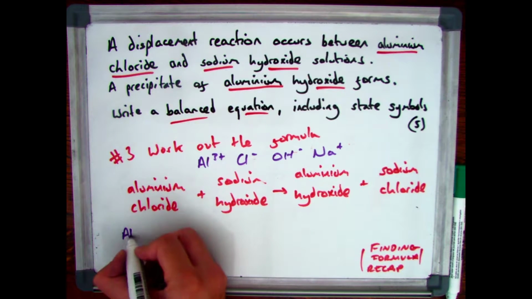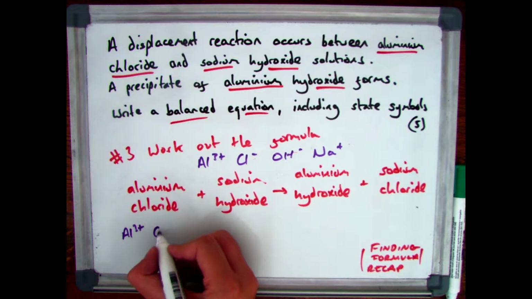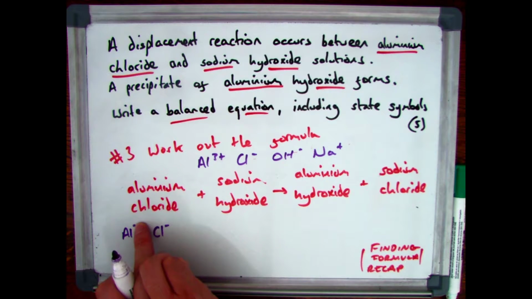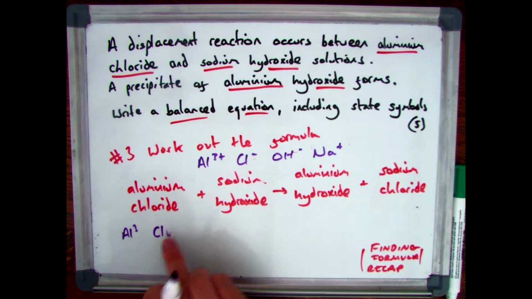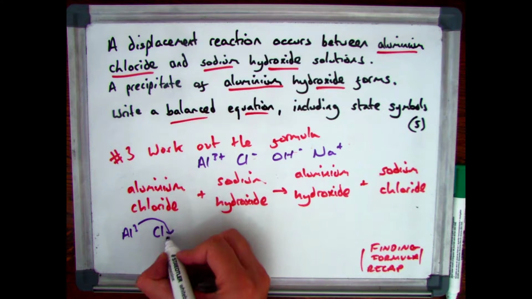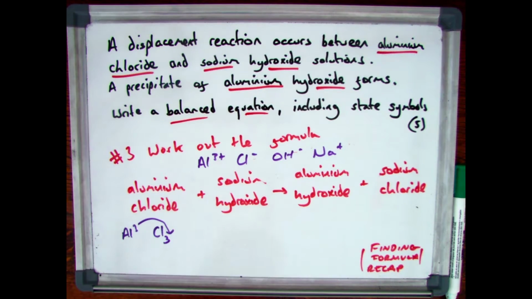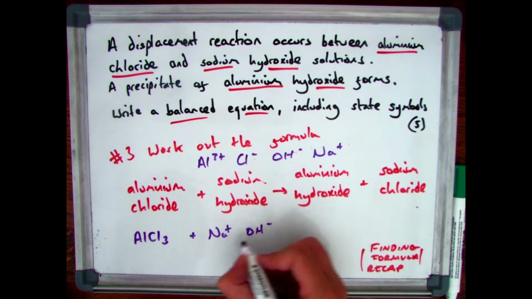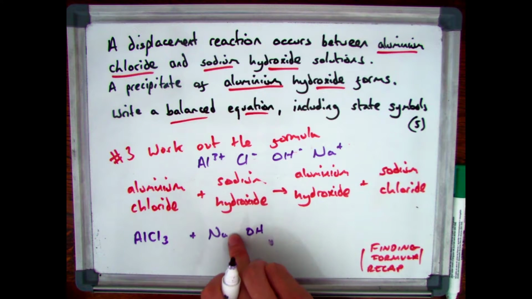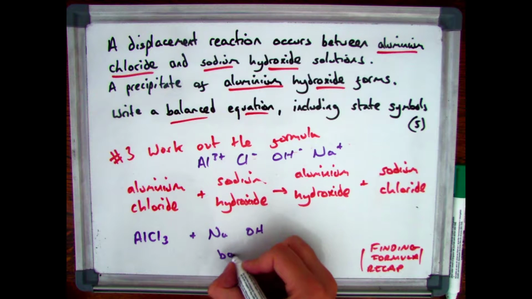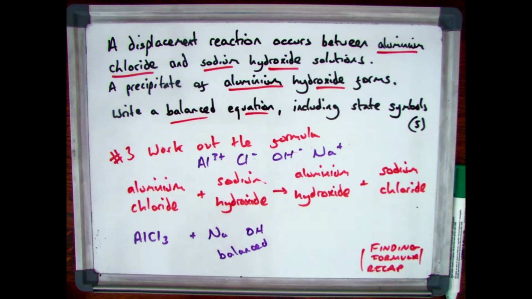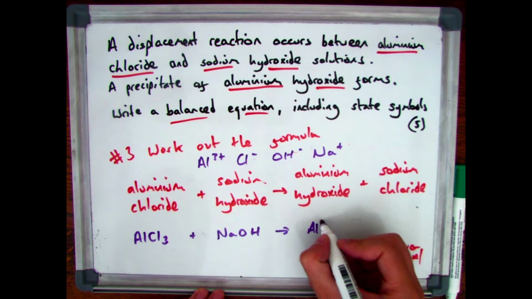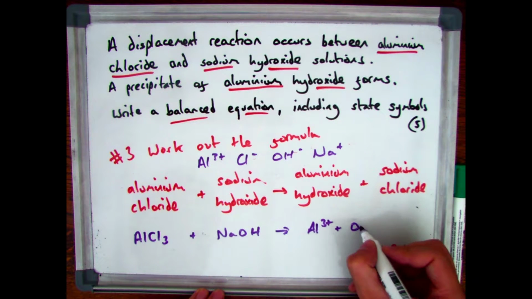So I've got Al3+ and Cl- to make my aluminium chloride. Remember, rub out the charge. I then swap the number around, so that 3 goes down below the chlorine. So my formula for aluminium chloride is AlCl3. For sodium hydroxide I have Na+ and OH-. Rub out the charges, there's nothing left to do, so it becomes NaOH. It's already balanced.